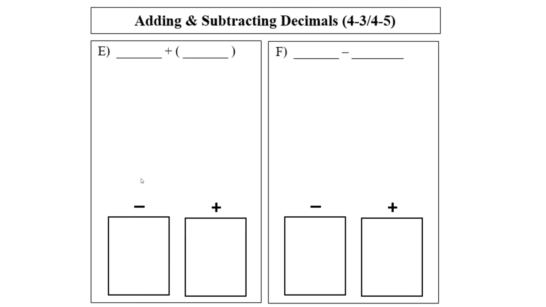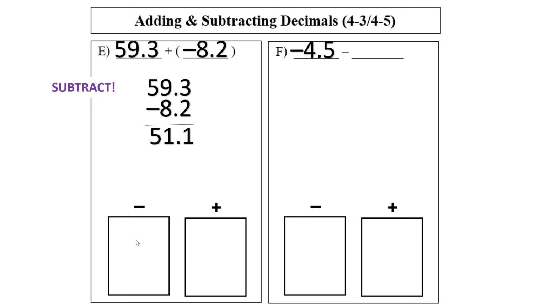Now, adding and subtracting decimals with positive and negative signs is combining these two concepts. So for E, we're going to have 59.3 plus negative 8.2. So I do have the box method here, but it's not on the note sheet. It's optional. So if you were doing box method, you'd have positive 59.3, negative 8.2, meaning we're going to subtract. There's more positives, so it will be a positive 51.1.